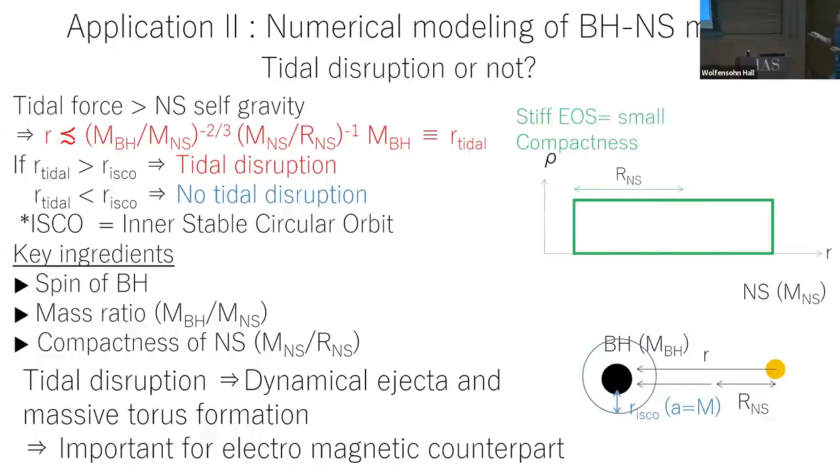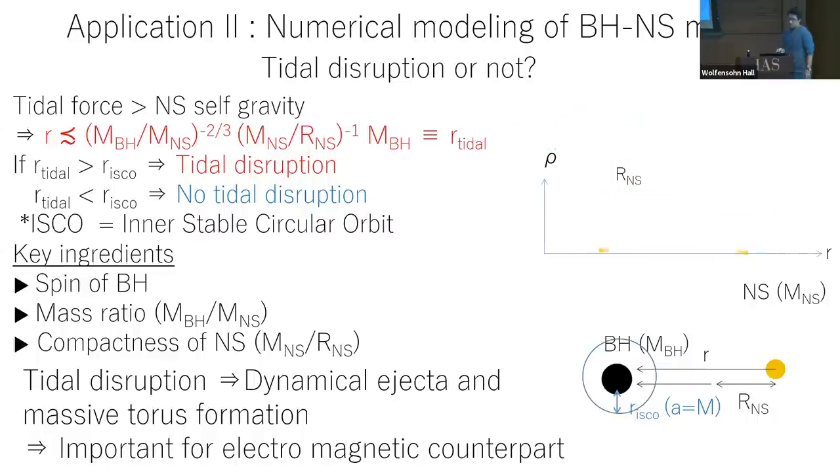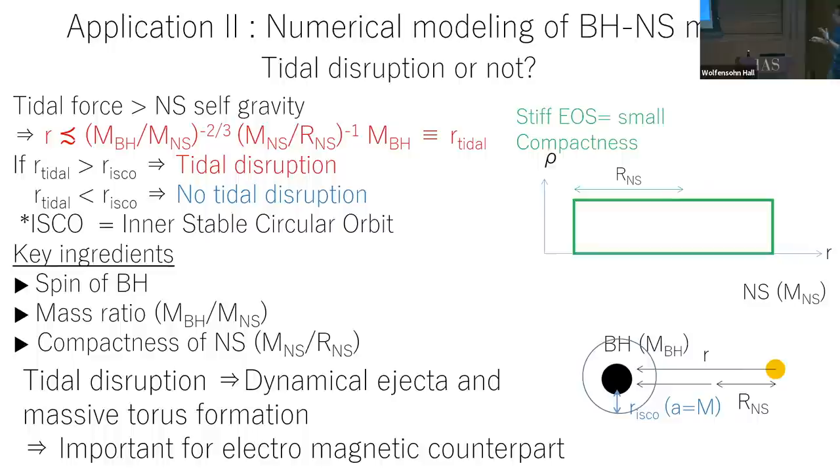If you think about a stiff equation of state, which gives a small compactness, this is a schematic picture of the radial profile of the density. It is more or less uniform. And if you think about a soft equation of state, which gives a large compactness of the neutron star, the radial profile of density is centrally condensed. So in this case, the uniform density distribution is more subject to the tidal disruption.